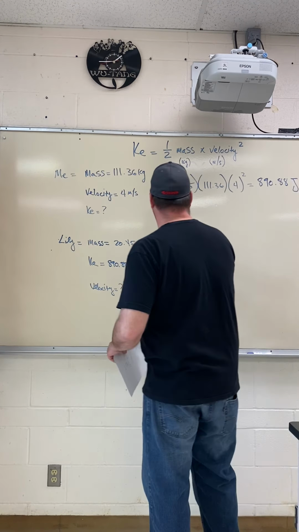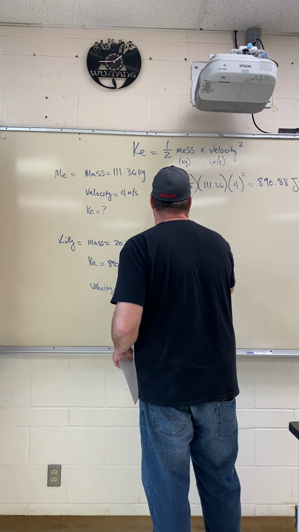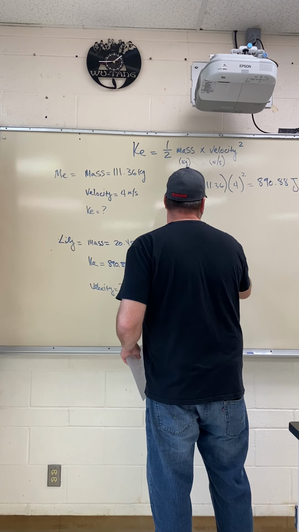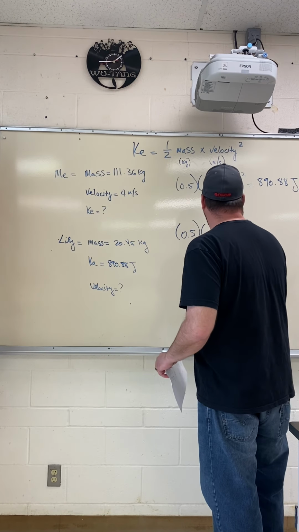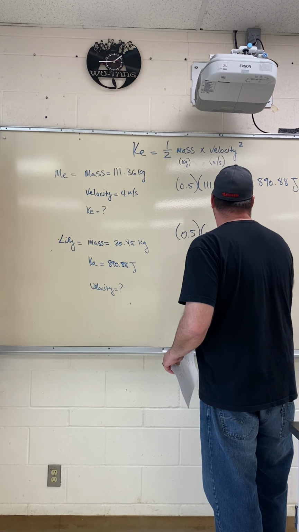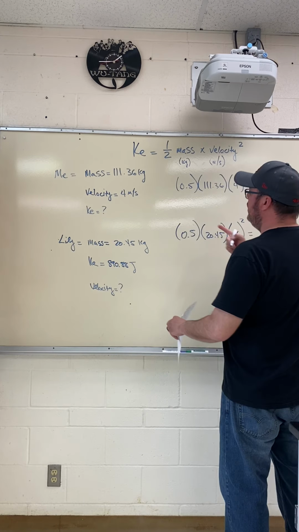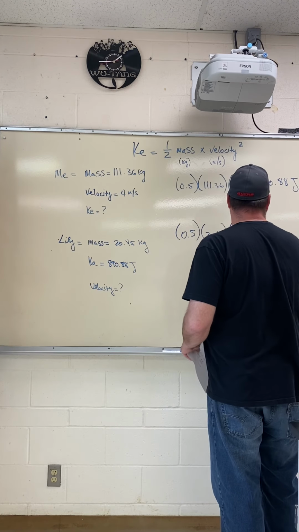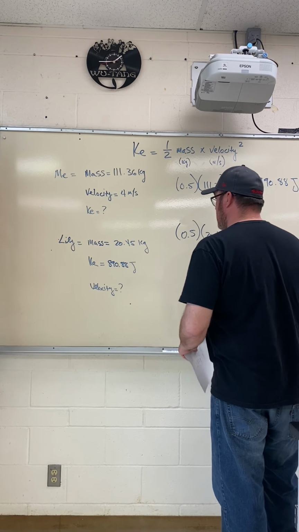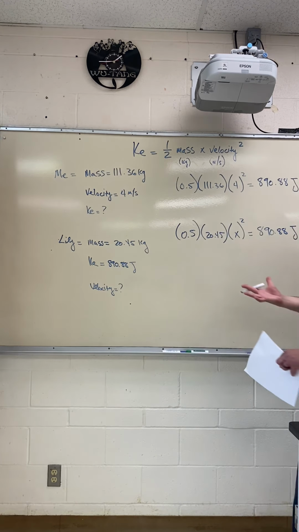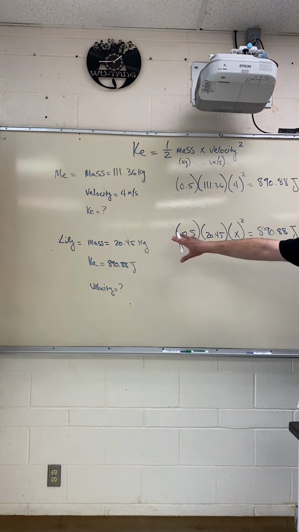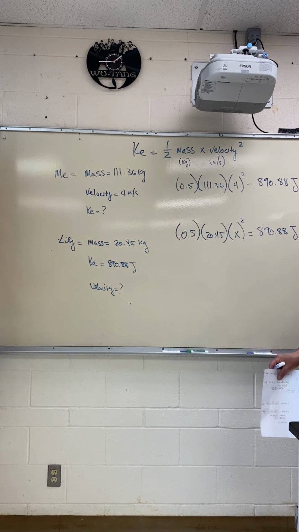So I'm going to put the problem up like this. So 0.5 times 20.45 times x squared is equal to, again, the same amount, 890.88 joules. Now remember, something I should say to you guys, it doesn't matter which side you put the equals on when you're solving for it, just as long as you're solving in the correct order. So sometimes I'll flip things around depending on how my brain sees things.